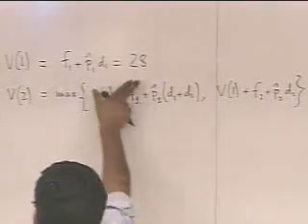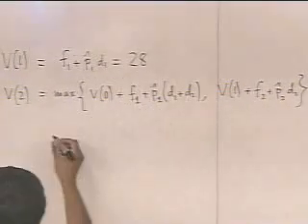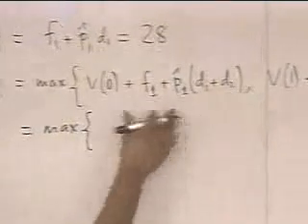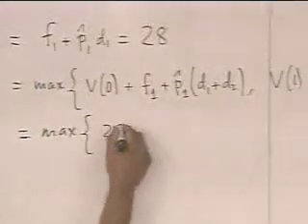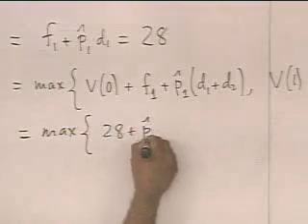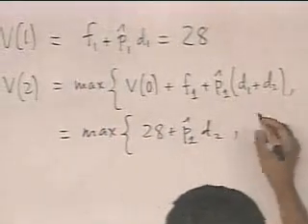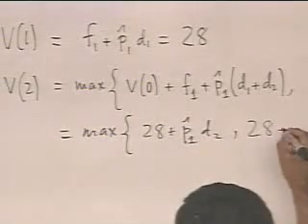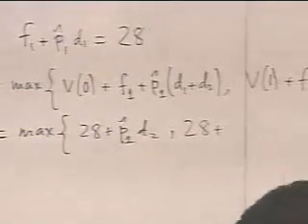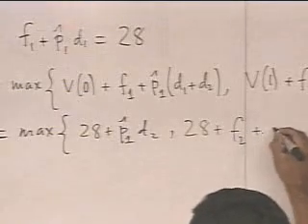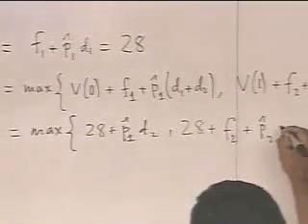This quantity here is nothing but 28 plus the extra. This is just a computational trick. This quantity is nothing but 28 plus p hat 1 d2. Just to reduce some computation, I can write it that way. And that is 28 plus whatever is f2 plus p hat 2 d2.